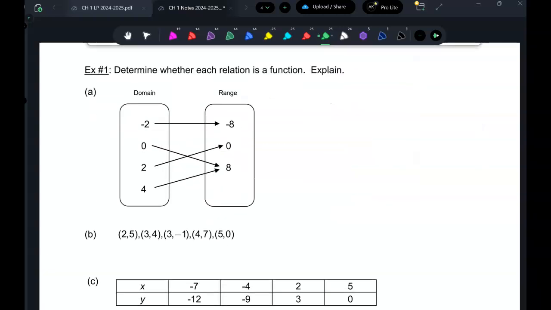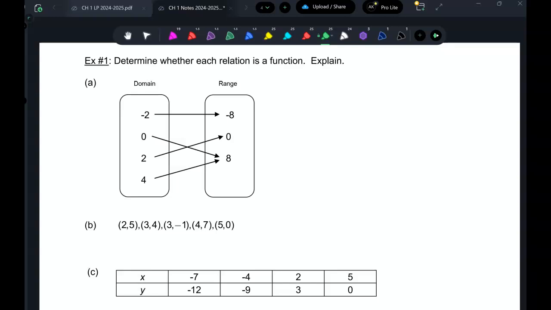I'm recording it, so you can just take notes for now or just follow along. Okay, we want to determine whether each relation is a function, and then we're going to explain.